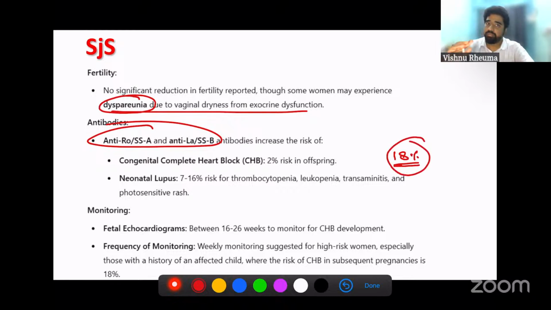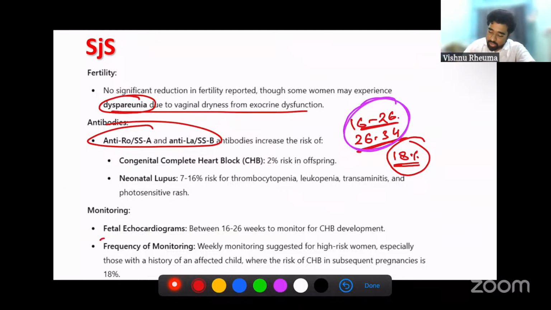And then definitely weekly monitoring is needed from 16 to 26 weeks. Otherwise also it's recommended, but usually in practice, it's very difficult to do weekly monitoring, both for the doctor as well as the patient, right? So usually it's not done. But what is recommended is weekly monitoring from 16 to 26 weeks, and 26 to 34 bi-weekly. But if there is a previous history, then 100% you should focus on this, that regular, strict monitoring should happen. So fetal echo should be done to detect congenital heart block, and the frequency I have told you about.